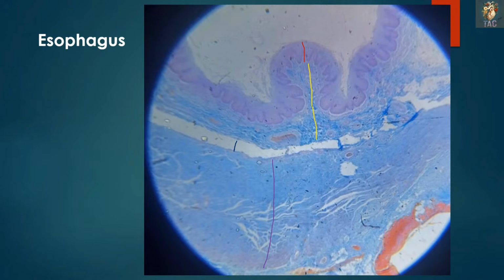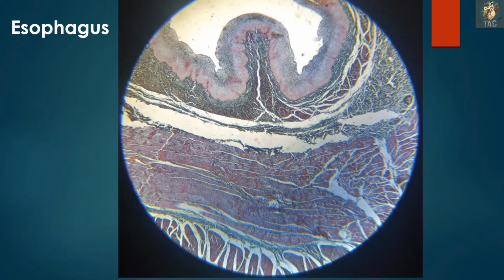So this is the slide taken from the upper part of the esophagus. This is another slide, and in this area also you can appreciate that first you can see the area of the epithelium. Then beneath the epithelium you can see this area, which is the connective tissue, and then just beneath it you can see the inner circular and outer longitudinal coats of the skeletal muscle.